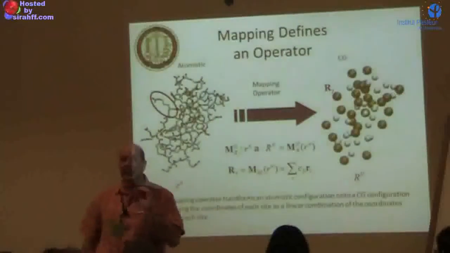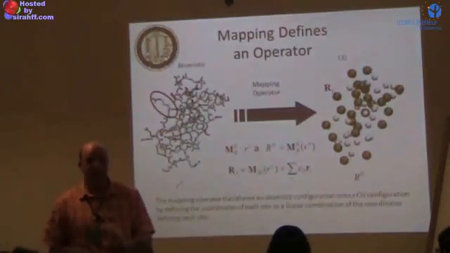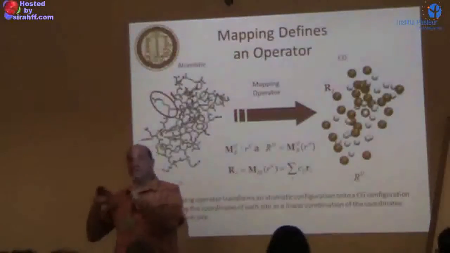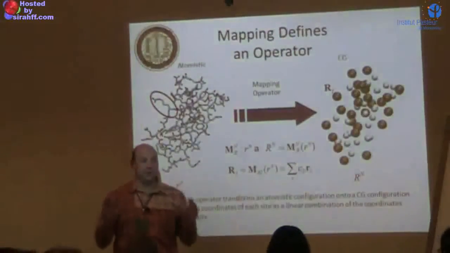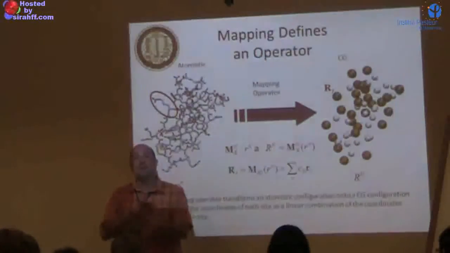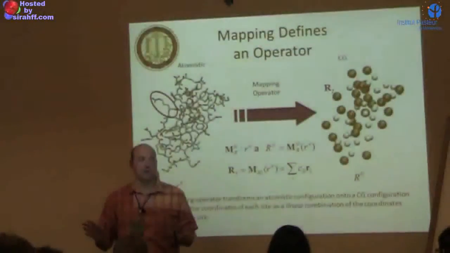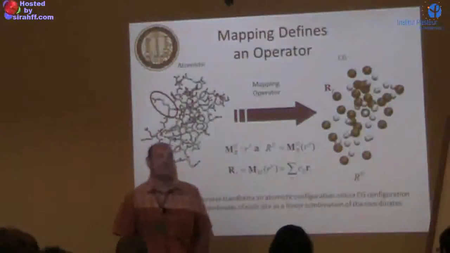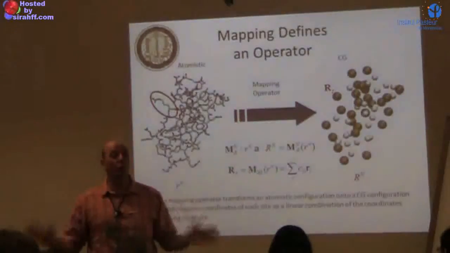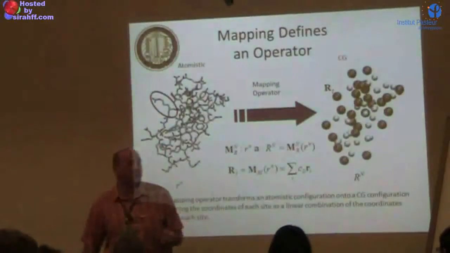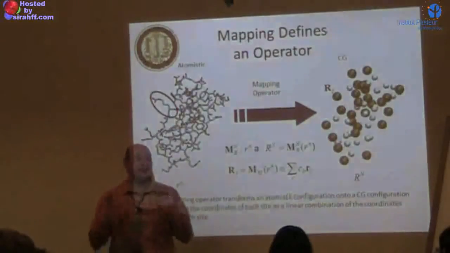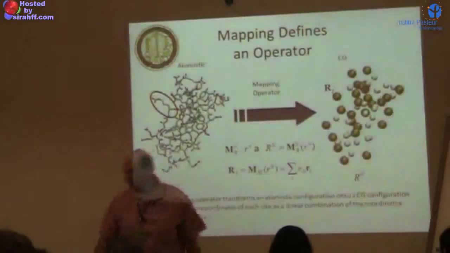It's not restricted, and we'll come to that, to the center of mass or the center of geometry of our atomistic monomers. We are completely free in how we choose these sites. In IBI, we are absolutely free. There are a number of different ways; the point is it should be a linear operator.